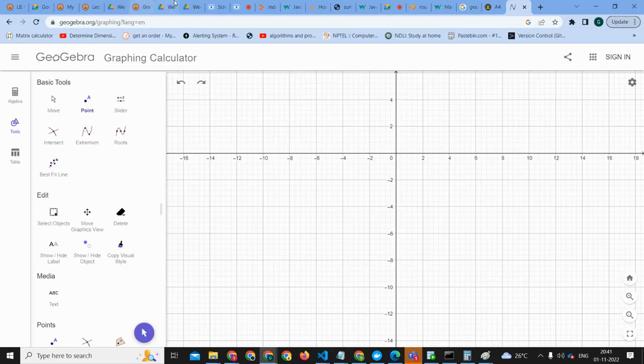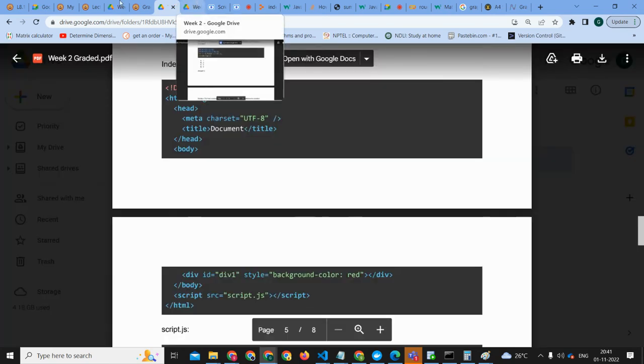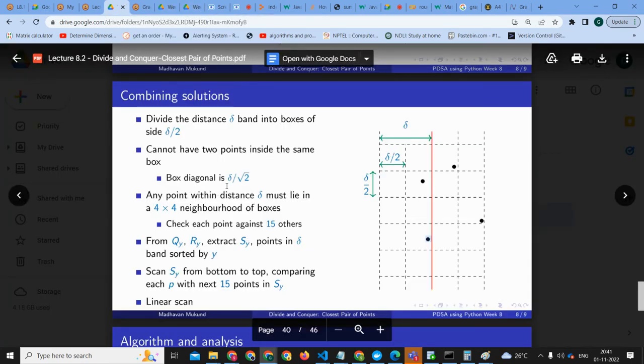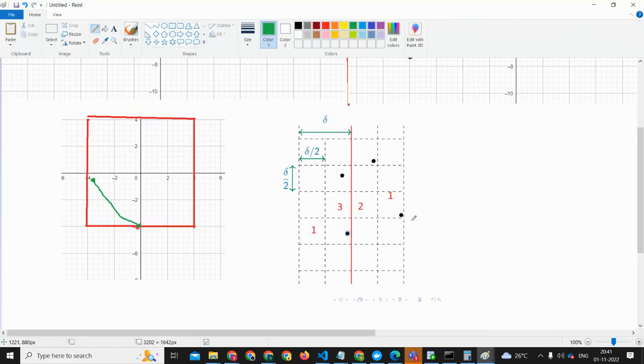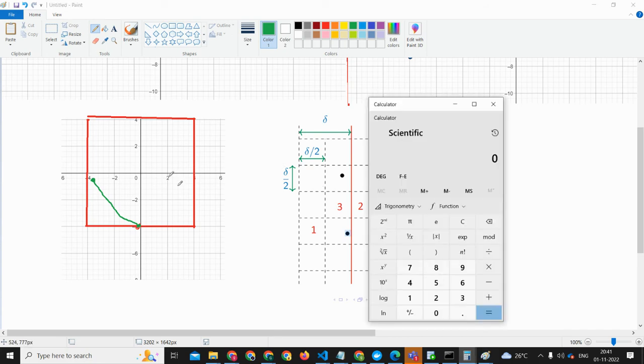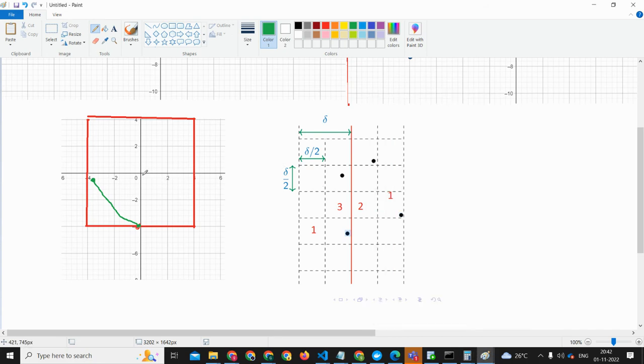Now root 2 is coming. Delta, yeah, I got that actually. Wait, I'm coming here. So I think the box diagonal is delta by root 2. Okay, whatever you guys told is correct. So the box diagonal is nothing but this point.